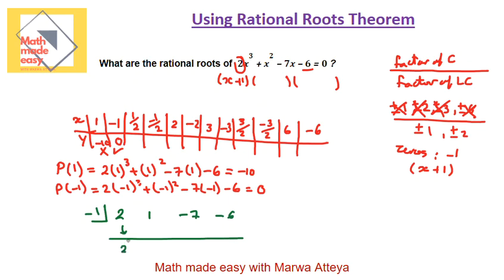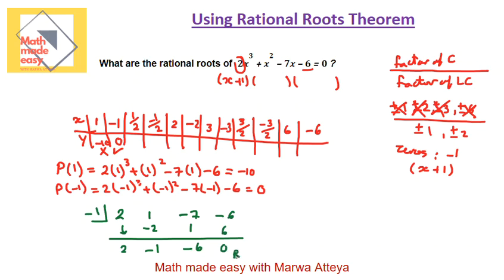I will write the coefficients of all terms, so that's 2, 1, negative 7, and negative 6. Start the division, you bring down the first term, you multiply. I'm sure you know how to do this. Negative 1 multiplied by 2 is negative 2. You add, you get negative 1, multiply again. We add, we get negative 6. Then we multiply negative 1 by negative 6, you get 6. You add, you get 0.